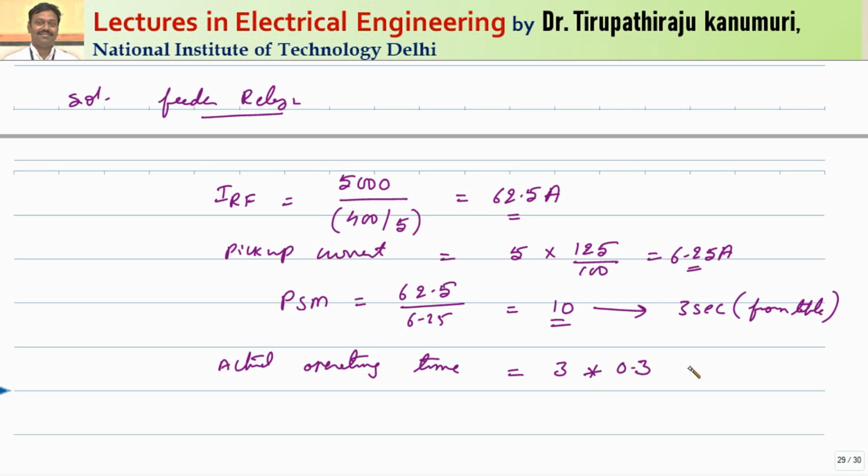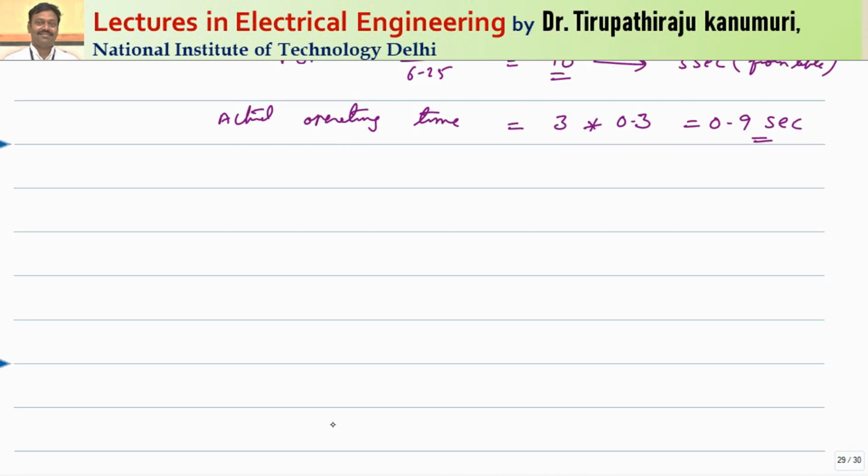Time setting multiplier is equal to 0.3. So this comes as 0.9 seconds. So we got it as 0.9 seconds. So now coming to the transformer relay. The transformer is already told to be operating at 30% overload.